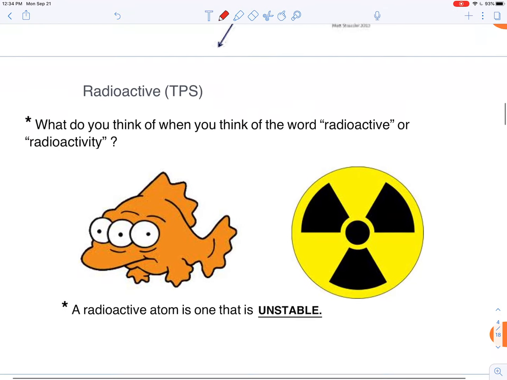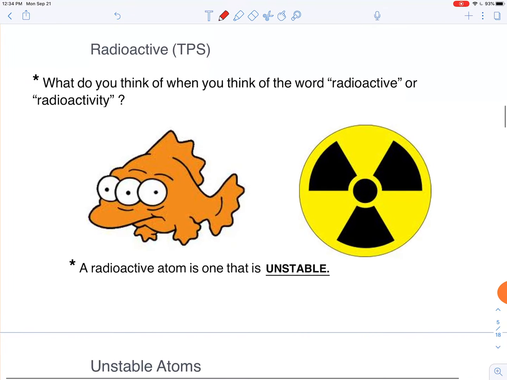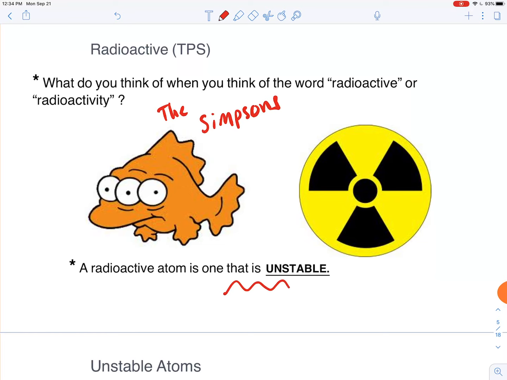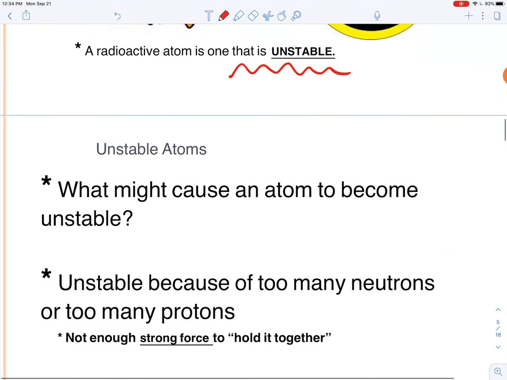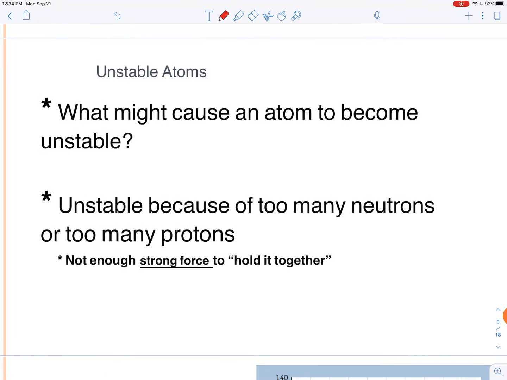So what do you think of when you think of radioactive? This is what I think of. If you watch The Simpsons, this is Blinky, and then radioactive symbol here. A radioactive atom is simply one that is unstable. So what makes it unstable? If you have too many neutrons or too many protons or too much energy as well.